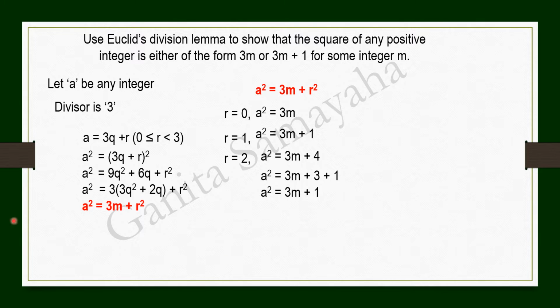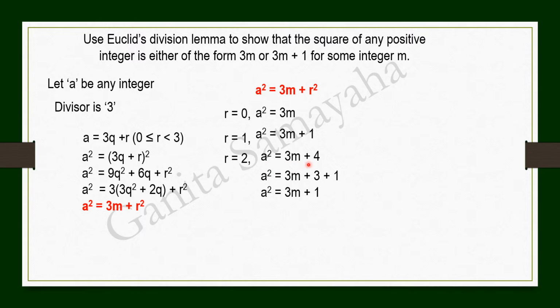That's all. So we would consider a equal to 3q plus r, square it and put it into the format of a squared equal to 3m plus r squared. So we have already got 3m. We have to see what happens to a squared for various values of r. That is why we have considered r equal to 0. That means we are substituting r as 0 here. Okay, we got 3m, and here also it was easy. 1 squared became 1. Here there is no confusion, children.